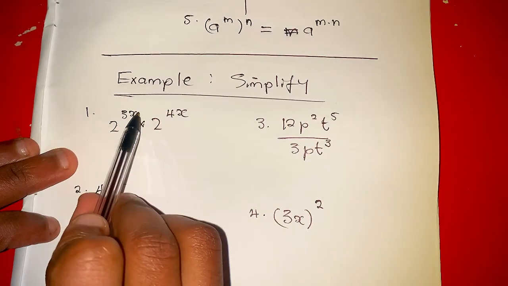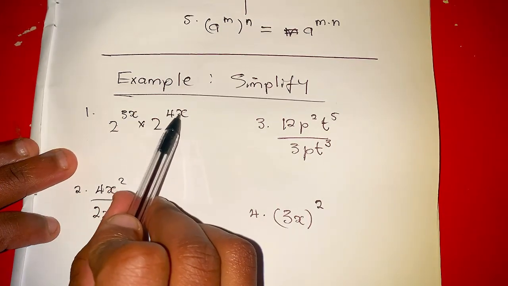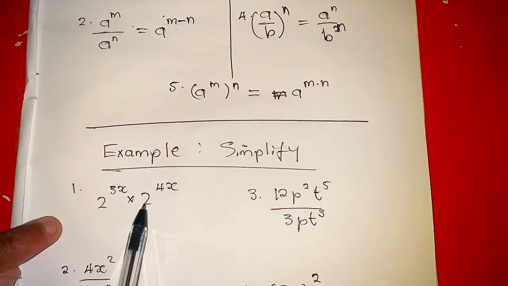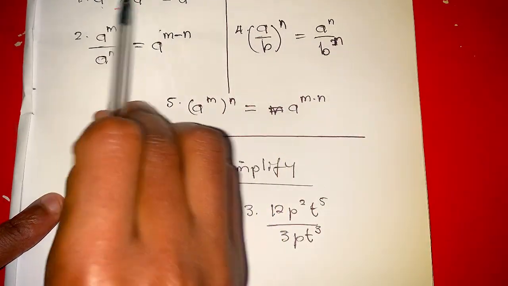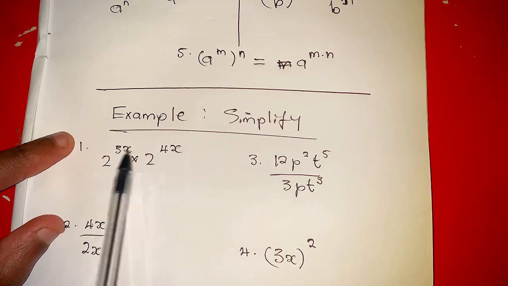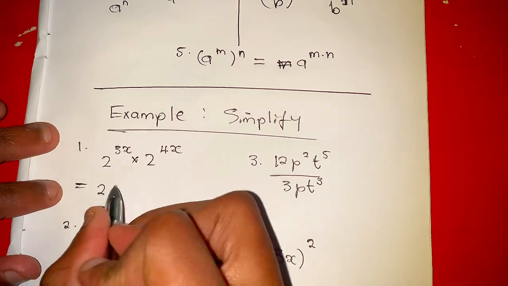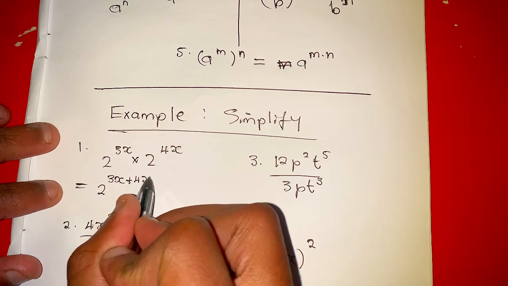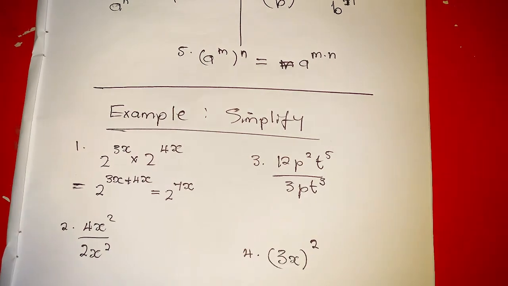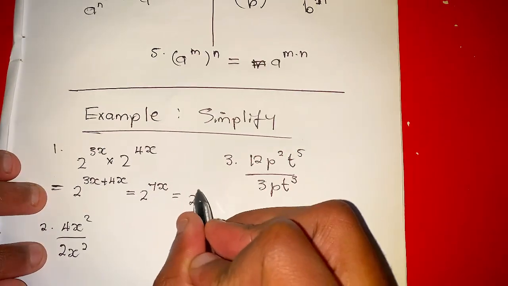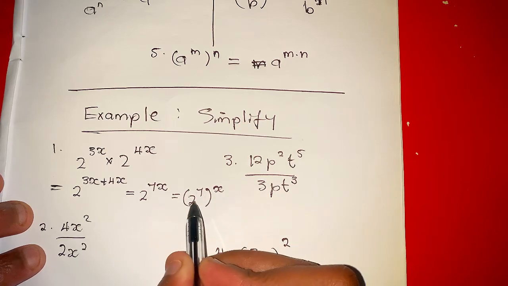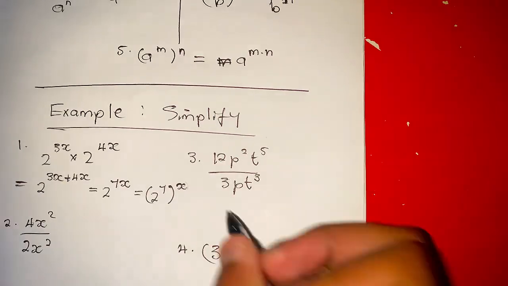You have 2 to the exponent 3x multiplied by 2 to the exponent 4x. You will recall that when the bases are the same, you will add the exponents. So the bases are the same, you will add the exponents. Here the bases are the same, so what do we do? We add the exponents. So you will have 3x plus 4x, and this will be equal to 2 raised to 7x. And you also know that this can be written as this, and you can find the value of 2 to the power 7, or you can leave it as that.